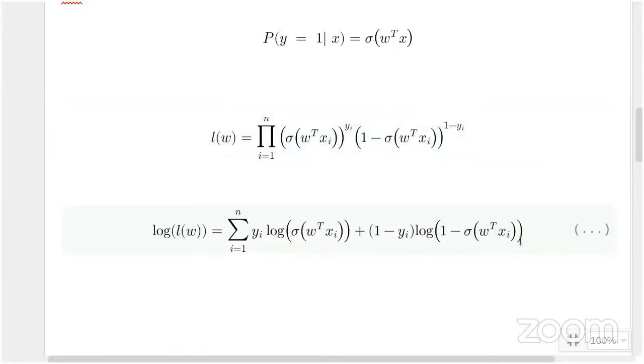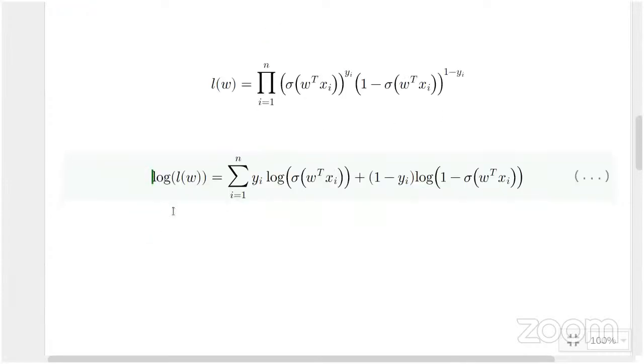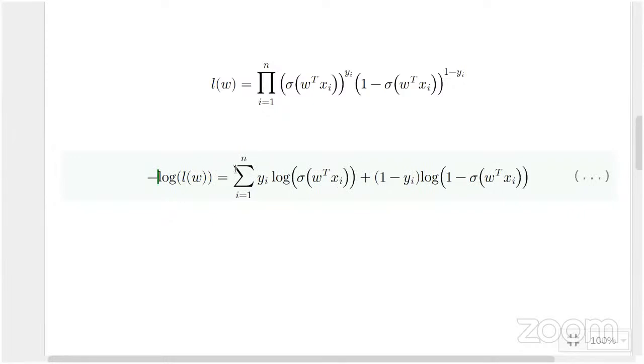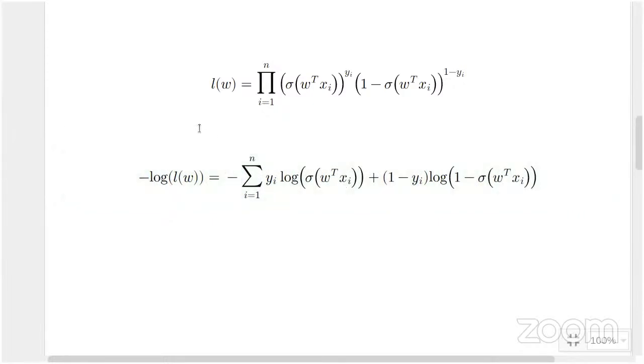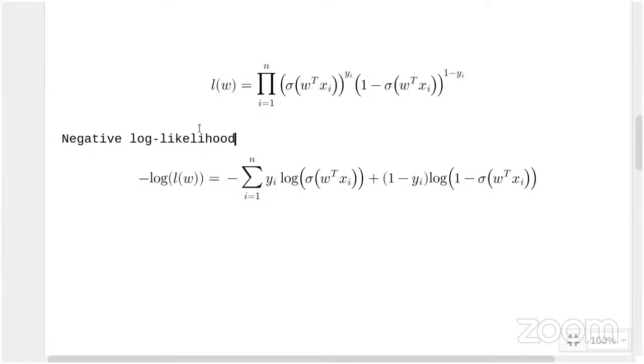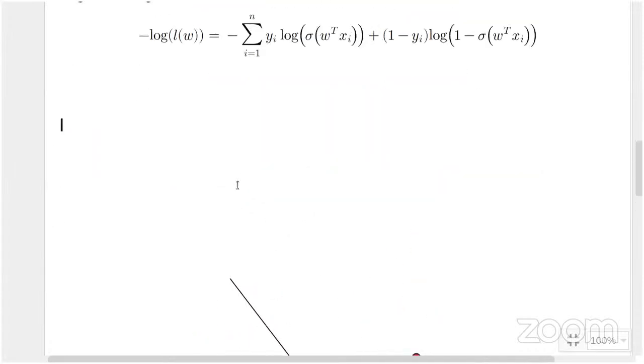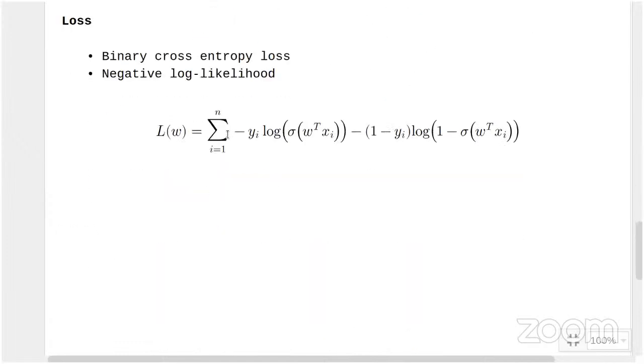Okay, so now this is the log likelihood. I want to maximize the log likelihood, or alternatively I can minimize the negative log likelihood. So this expression that we have here is called the negative log likelihood, and this is also called the binary cross entropy. So this is what we ended up with. This is the derivation for the binary cross entropy loss.